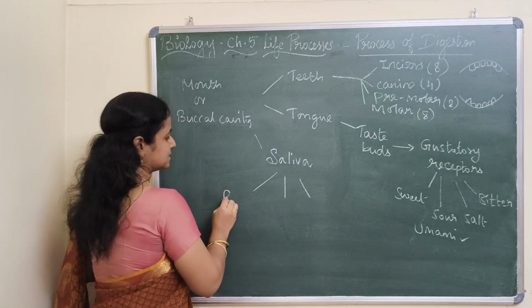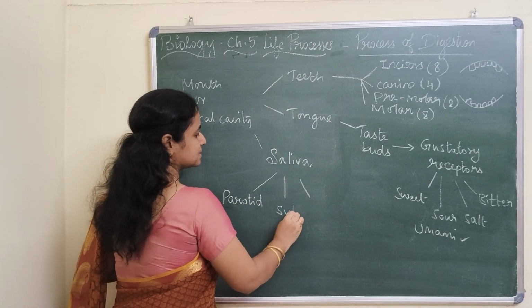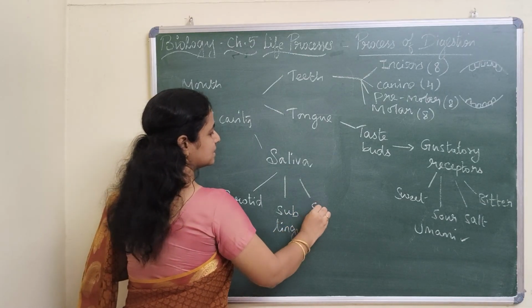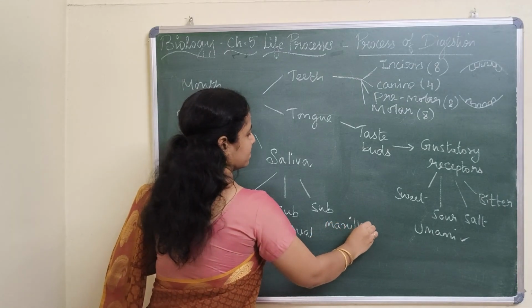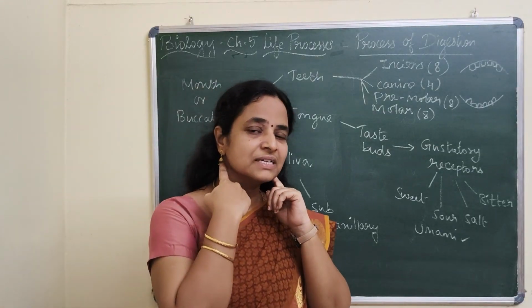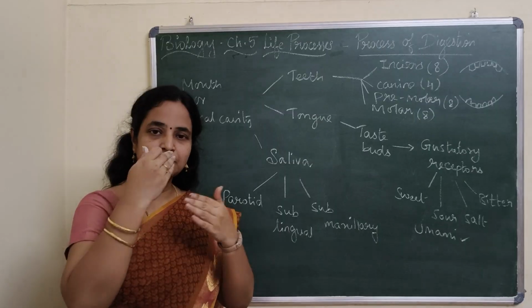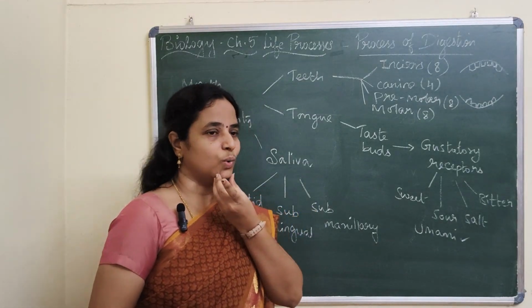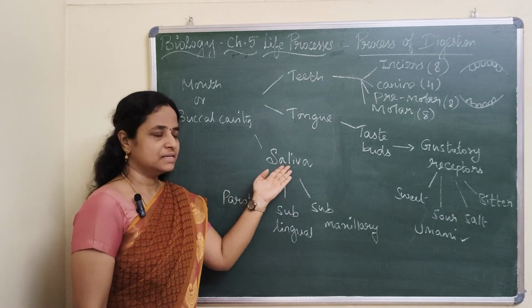The first gland is parotid. The second gland is sublingual. And the third gland is submaxillary. Parotid gland is present near the face or near the ears, whereas sublingual is present beneath the tongue and submaxillary is present in the lower jaw. So these 3 glands help in the production of saliva.